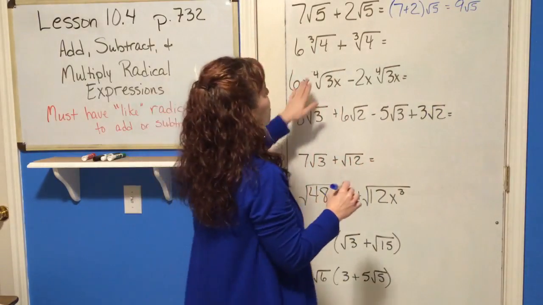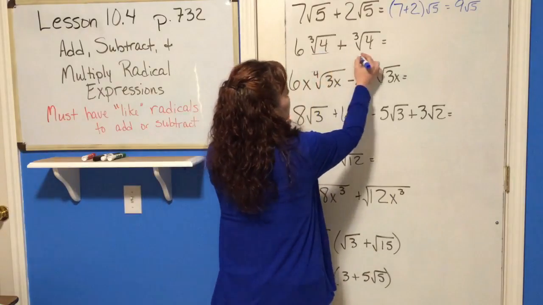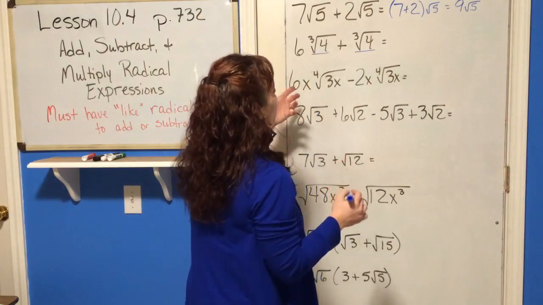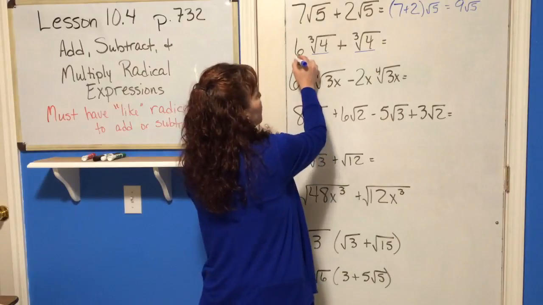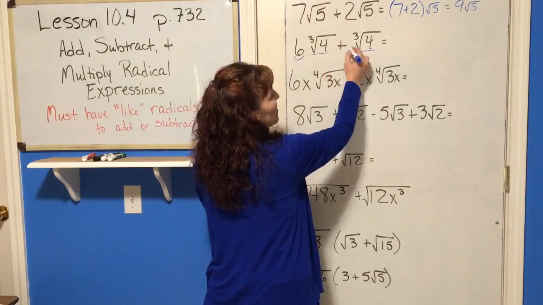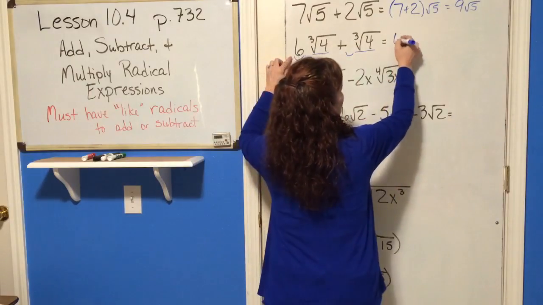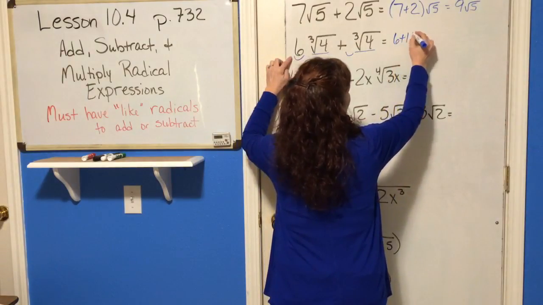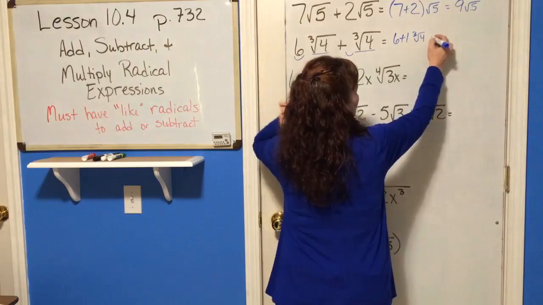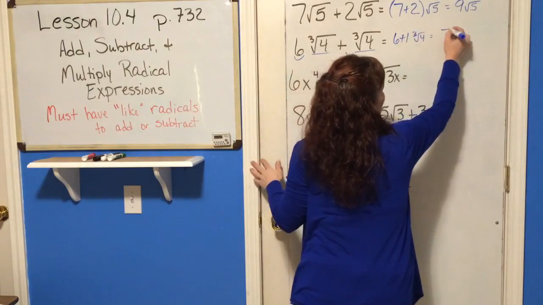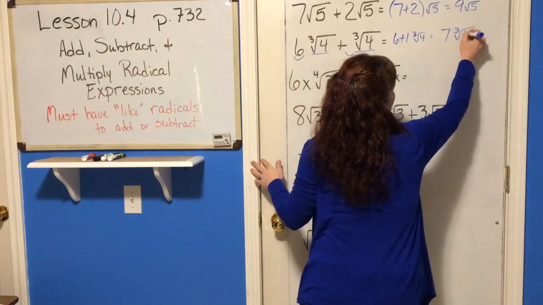All right, so if these are both the same, which in this case they are, what you're going to do is look at your coefficients. You've got a 6, and if there's nothing in front, remember that's a 1. So you've got 6 plus 1 times the third root of 4, and that's going to equal 6 plus 1 is 7, third root of 4.